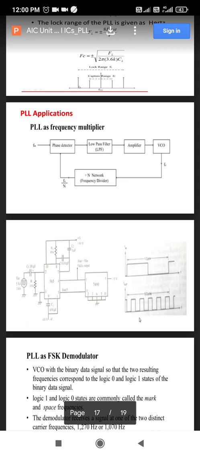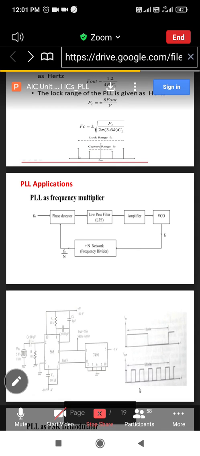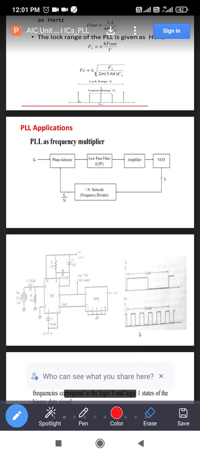The first four blocks which you are observing in the block diagram of the frequency multiplier, that are phase detector, low pass filter, amplifier and VCO. So all these blocks are present in the block diagram of IC 565. So IC 565 is nothing but what, PLL IC. After that, the output of VCO, that is F0, is given to the divided by N network.